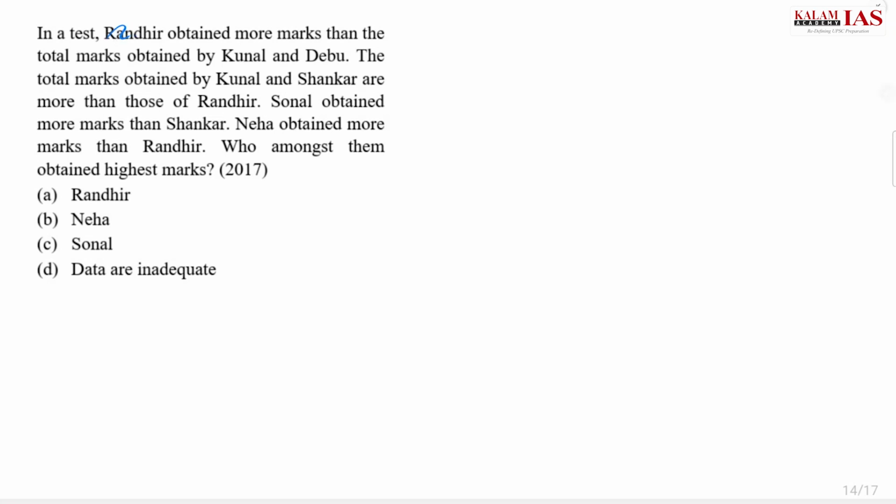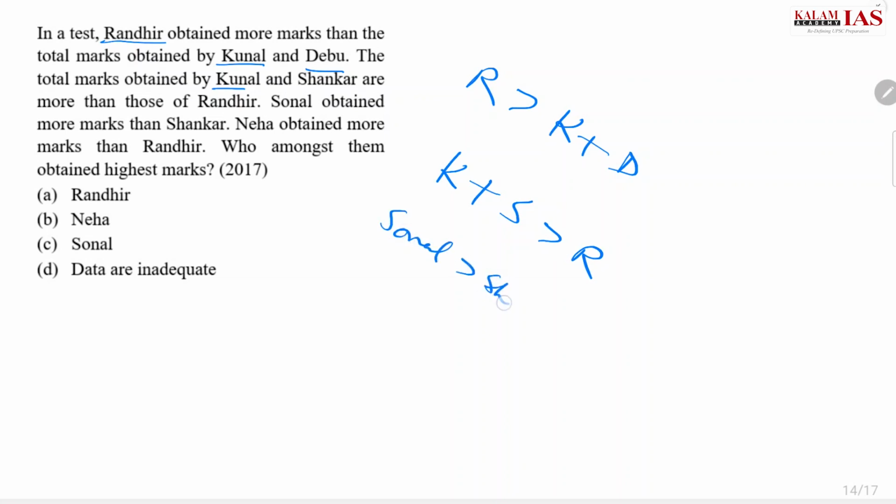So in this, it has been given Randhir obtained more marks than total marks obtained by Kunal and Debu. So Randhir has scored more marks than Kunal and Debu combined. The total marks obtained by Kunal and Shankar are more than those of Randhir. So marks obtained by Kunal and Shankar are more than those obtained by Randhir. Sonal obtained more marks than Shankar.